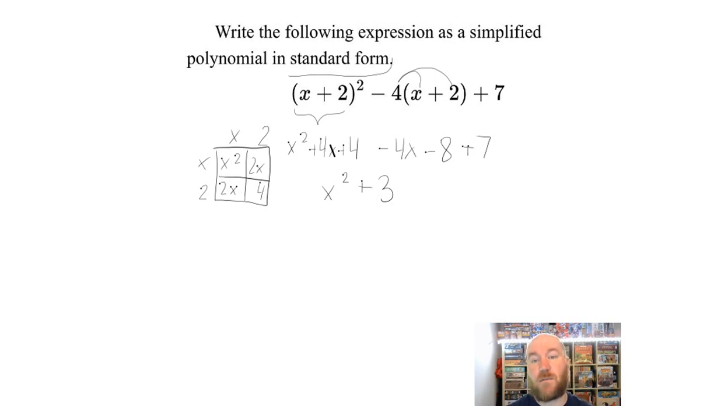Standard form means that when you're done, make sure you sort all of your exponents from highest to lowest. I only have one exponent. It's a 2. If we had multiple x's in this problem, we want to make sure that we have an x squared and then a regular x and then no x. Standard form basically means to sort the exponents from high to low.